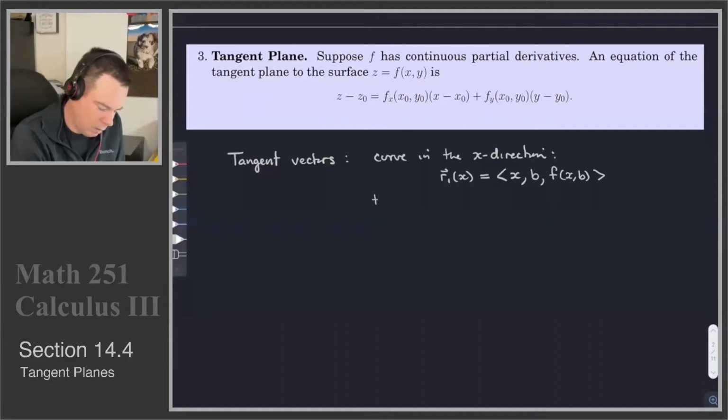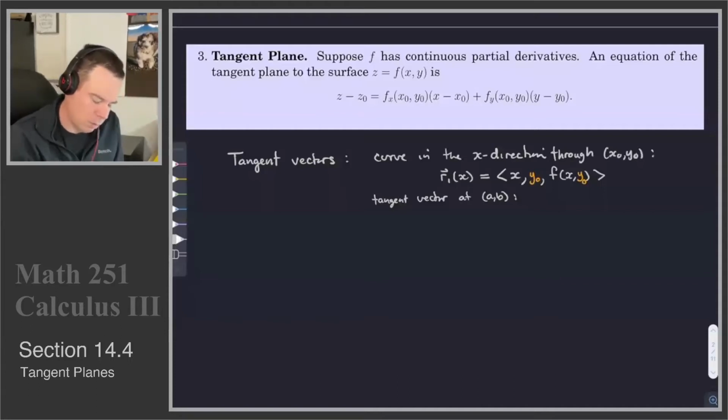And so then the tangent vector at, let's say, a b again. Actually, I don't want to use a b in this case. I'm going to change this because I've used little a and little b above. So I'm going to say the point we're at is not a b. The point we're at is x naught, y naught. So curve in the x direction through x naught, y naught. That's what we're going to look at here.